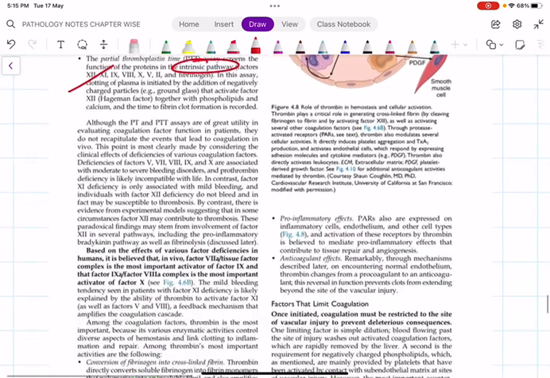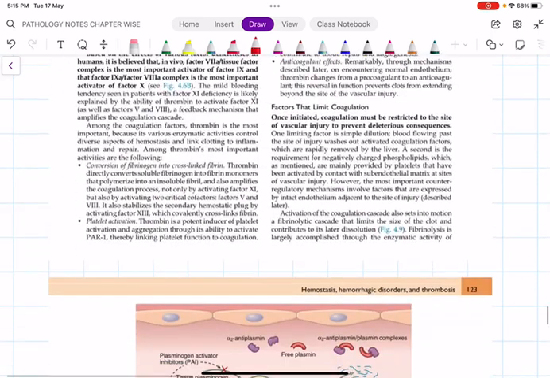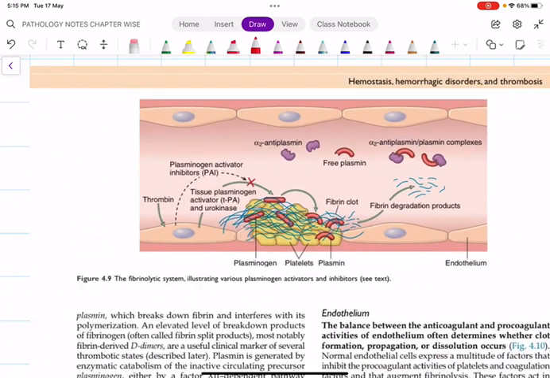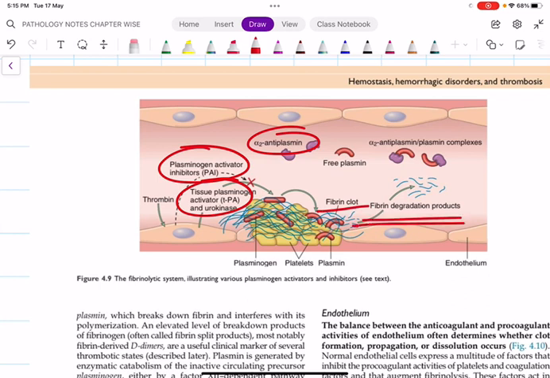Then what else? This is the fibrinolytic system. We have plasmin, antiplasmin, then TPA, tissue plasminogen activator, and PAI, plasminogen activator inhibitor. All these are the fibrinolytic system, or the antithrombotic system. Finally, they will dissolve the fibrin clot and convert it into fibrin degradation products.